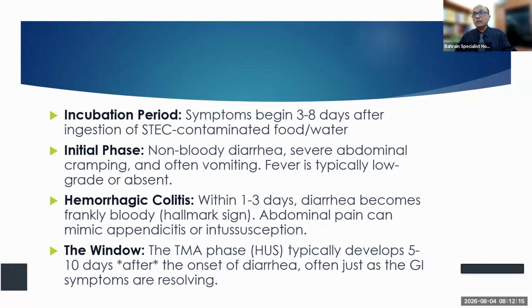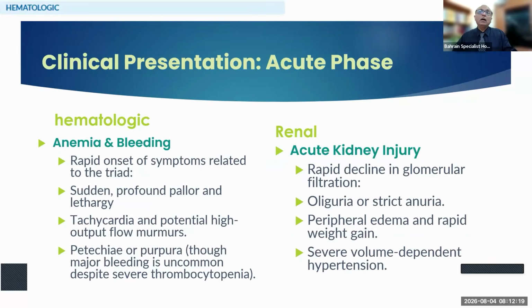Once the GI symptoms are resolving, this phase can start happening after 5 to 10 days. Clinical presentation. In the acute phase, because of bleeding, there will be anemia and bleeding. There will be rapid onset of symptoms related to the triad, like sudden profound pallor and lethargy. There will be tachycardia, potential high outflow murmur, and petechiae or purpura, though it is least common. Major bleeding is uncommon despite thrombocytopenia.